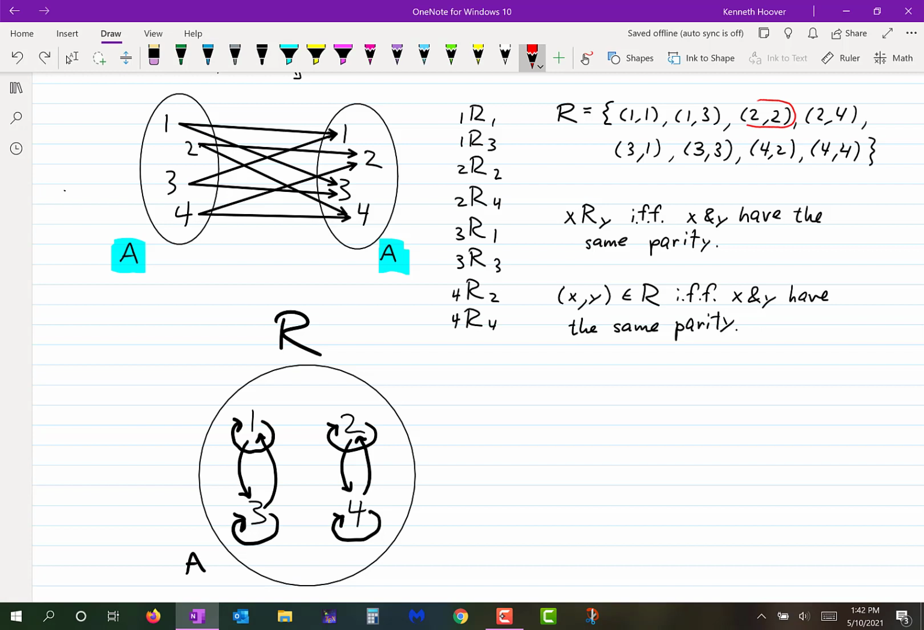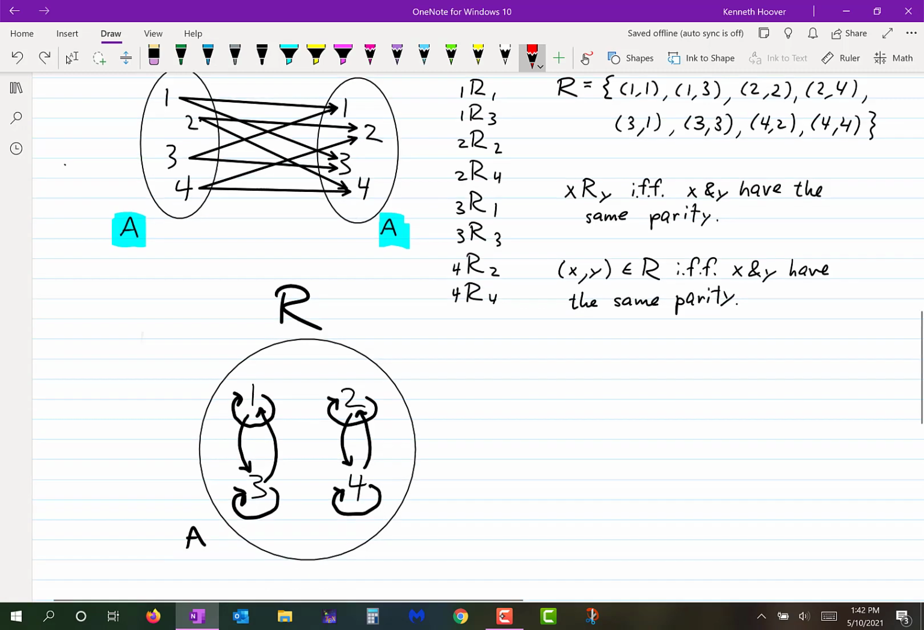Here's 2, 2. Is 2, 2 also there? Yes, it is. Here's 2, 4. Is 4, 2 also there? Yes, it is. Here's 3, 1. Is 1, 3 also there? Yes, it is. Here's 3, 3. Is 3, 3 also there? Yes, it is. Here's 4, 2. Is 2, 4 also there? Yes, it is. And here's 4, 4. Is 4, 4 also there? Yes, it is. So that relation is symmetric. So it is reflexive and it is symmetric.